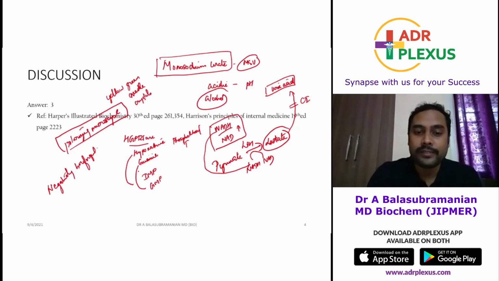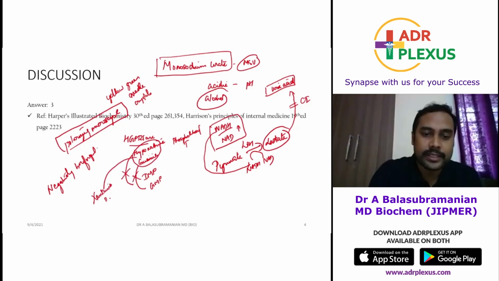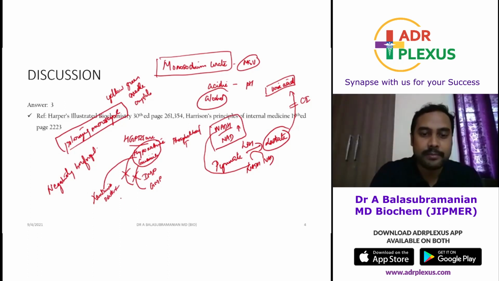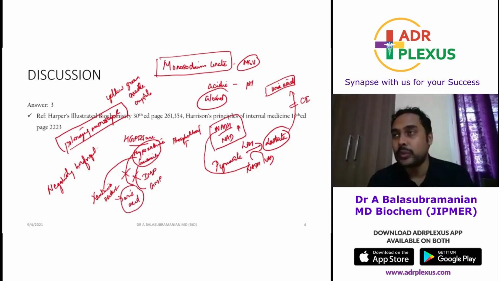Okay, now if this is not happening, then it is called as xanthine oxidase. You see the purine pathway, it will be okay. Xanthine oxidase will break down these products into uric acid. So deficiency of HGPRTase can lead to an increase in uric acid by enhancing purine catabolism, thereby leading to formation of more uric acid. So that's option number 2.